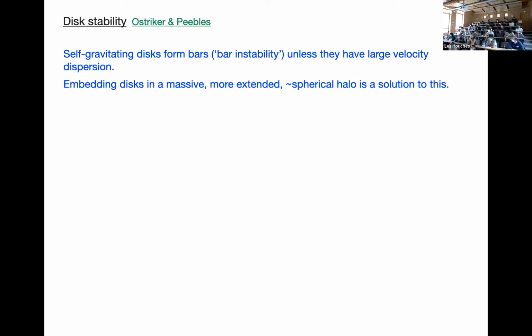Okay. How do we know from rotation curves that we should get a spherical halo when the galaxy itself is a flat disk or flat-ish disk?